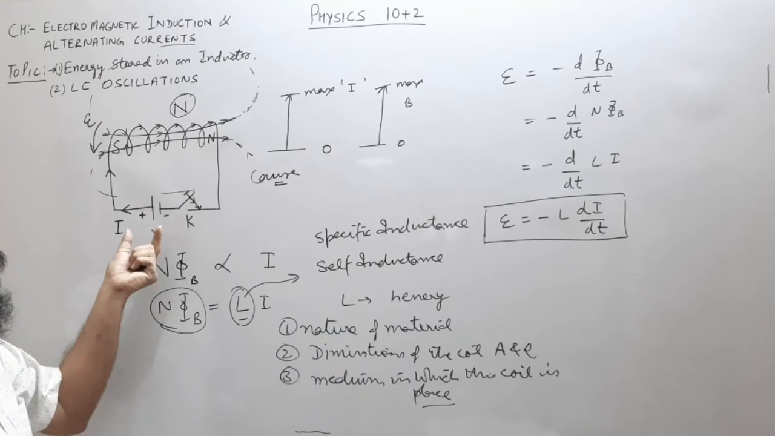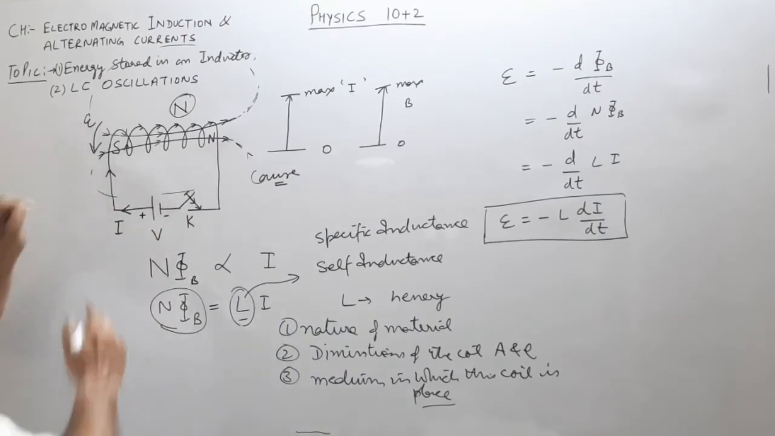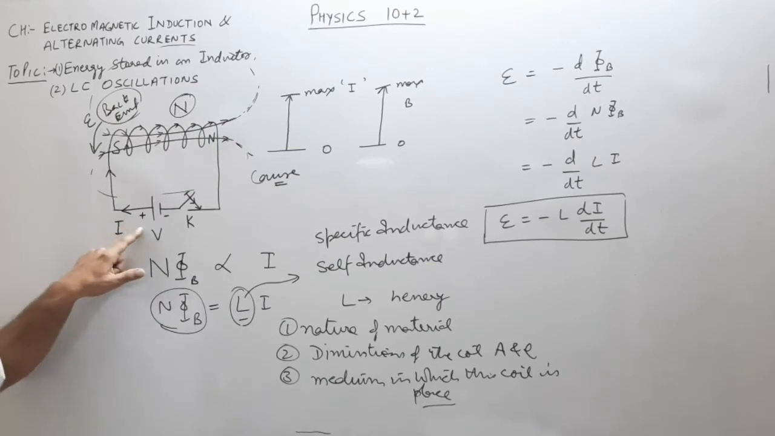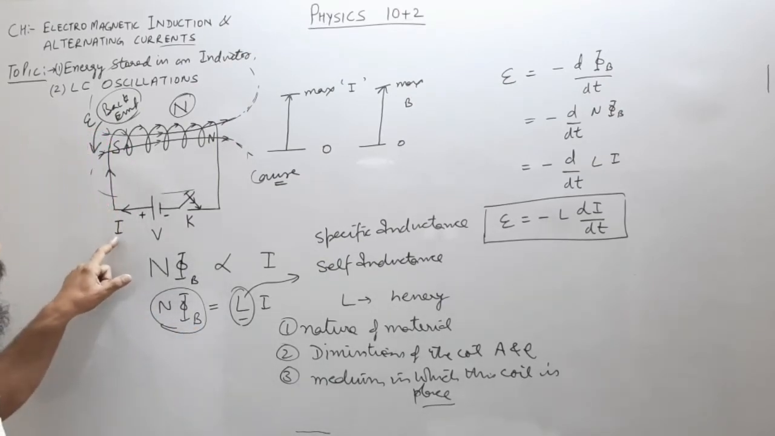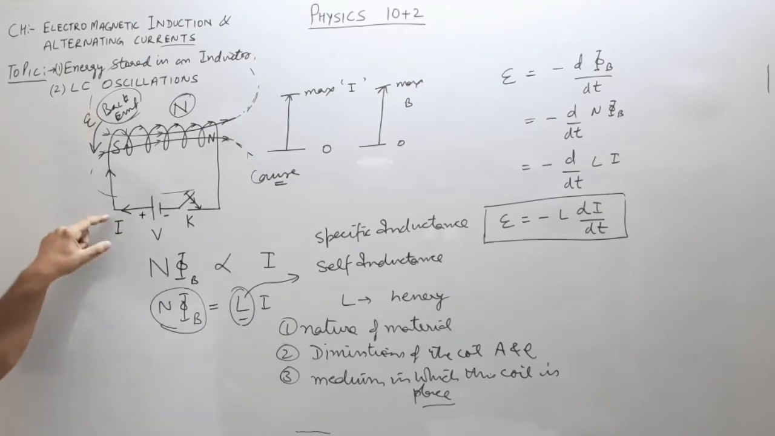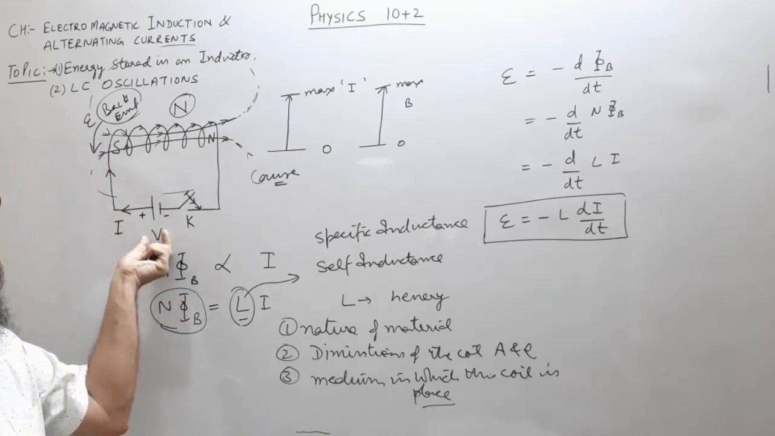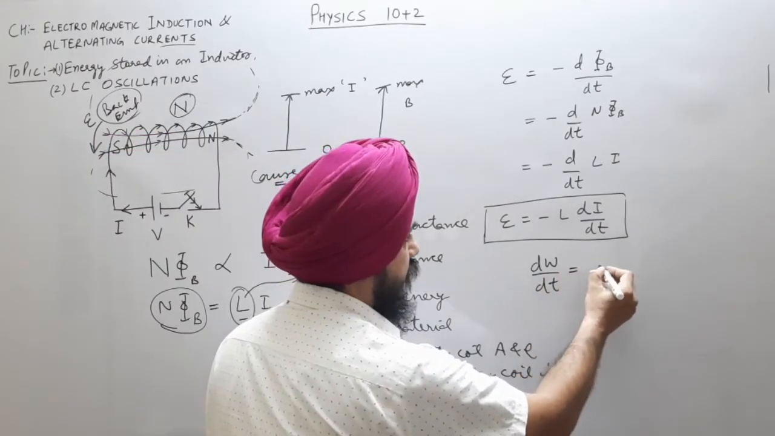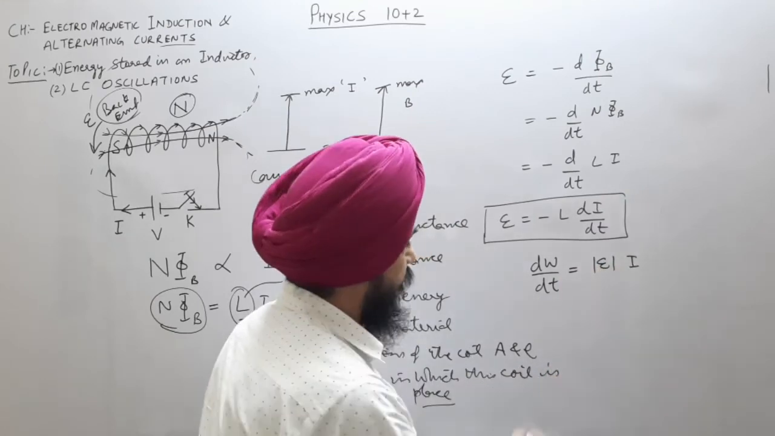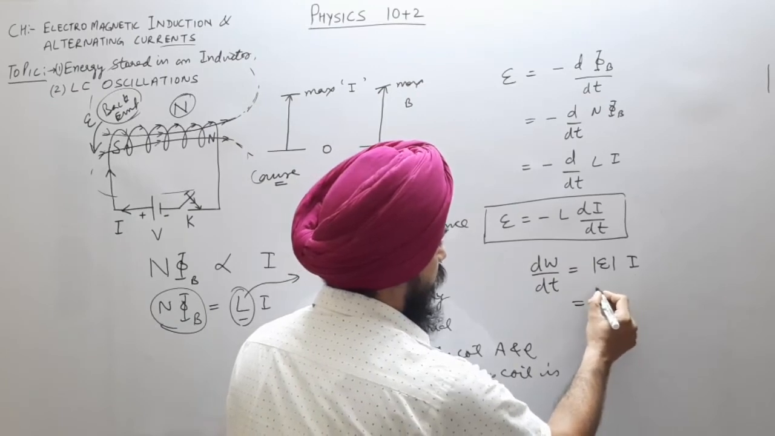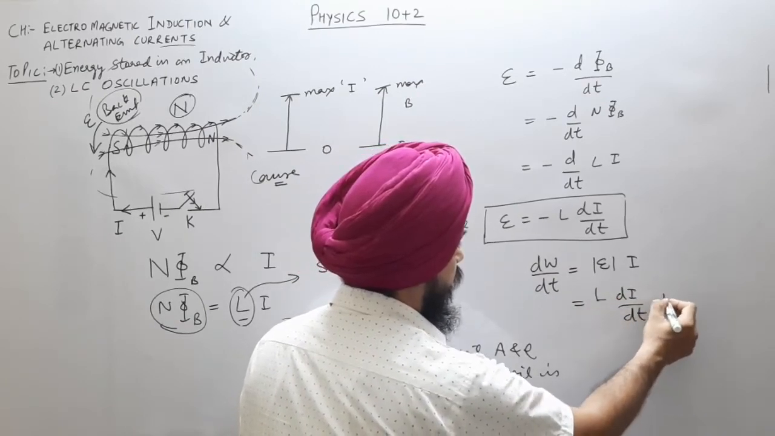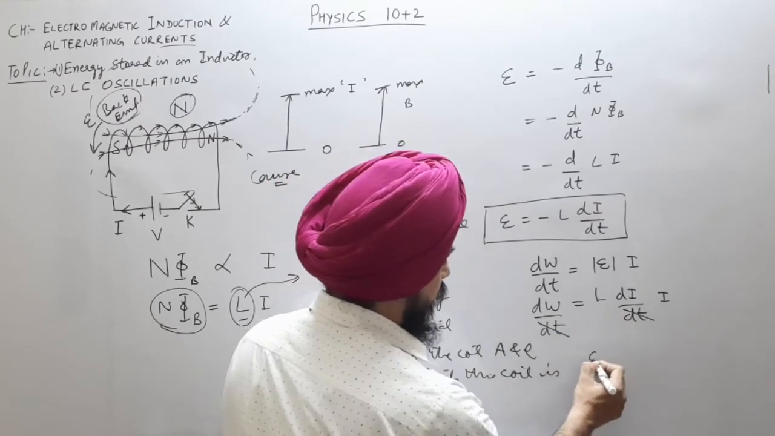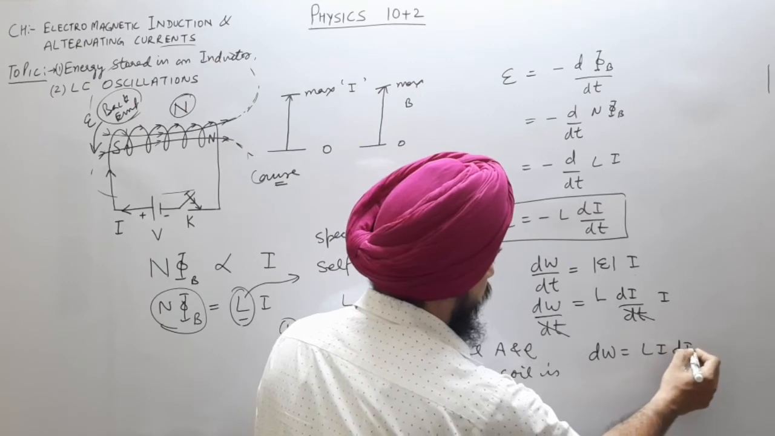Now, with the introduction of this back EMF, which opposes the growth of current, the battery has to do additional work to maintain the current I in the circuit, because back EMF opposes its growth. dW upon dt is the magnitude of induced EMF times I. So putting the value of induced EMF as L dI upon dt times I, dt goes off from both sides, and our dW will be L I dI.